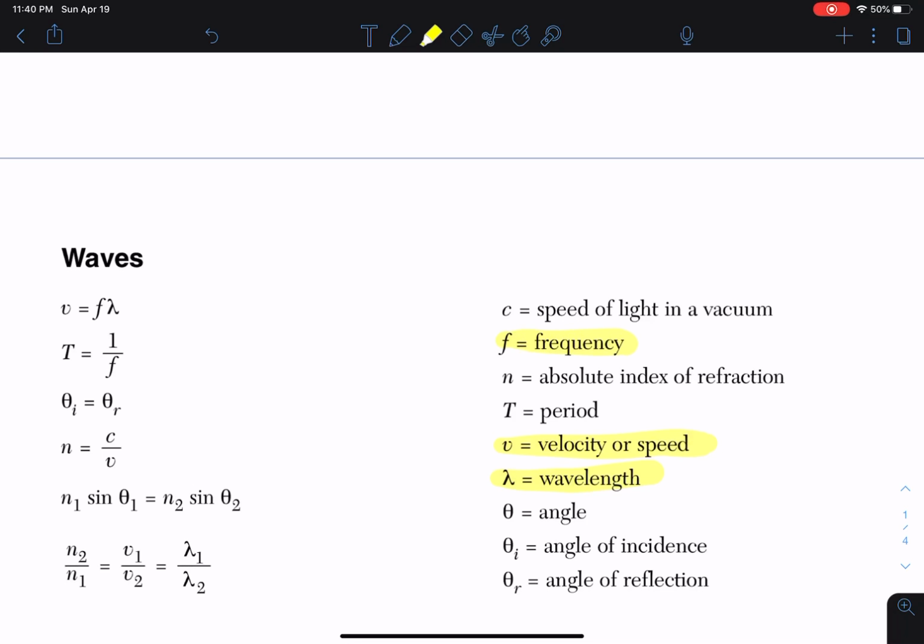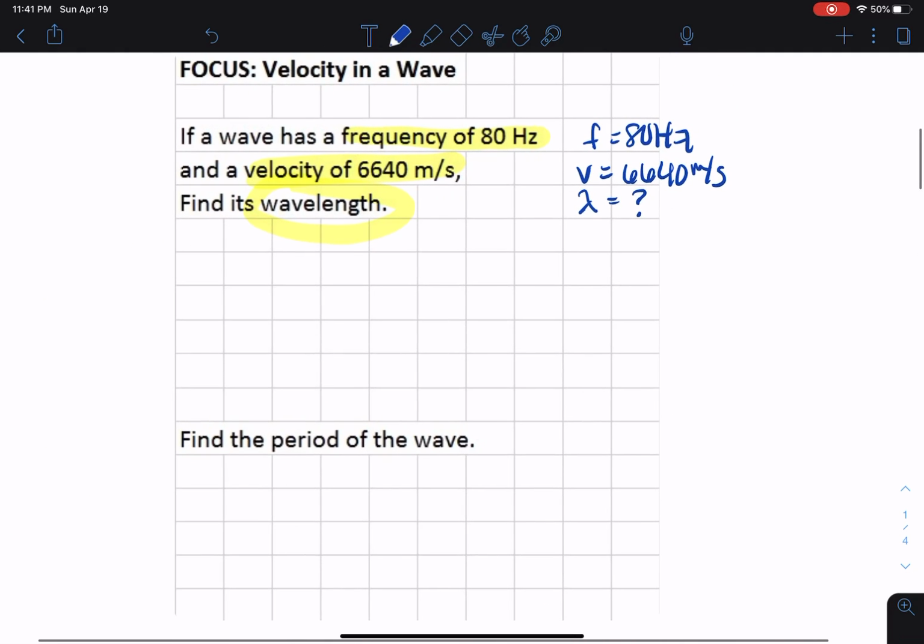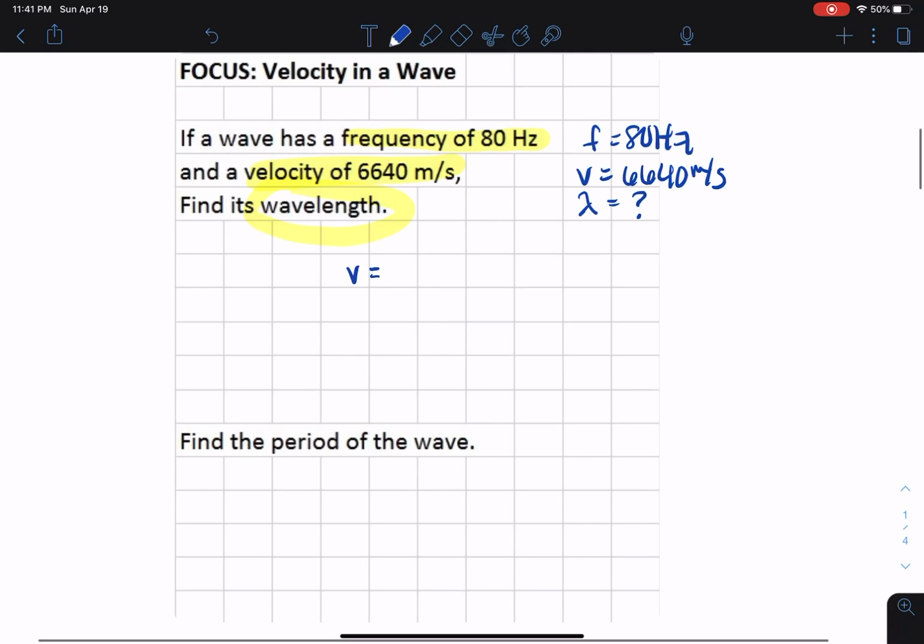So we're going to look at our equations on the left-hand side over here under waves. So right off the bat, it's this equation here, V equals frequency times wavelength. So that is the equation that I'm going to be using. So velocity equals frequency times wavelength.